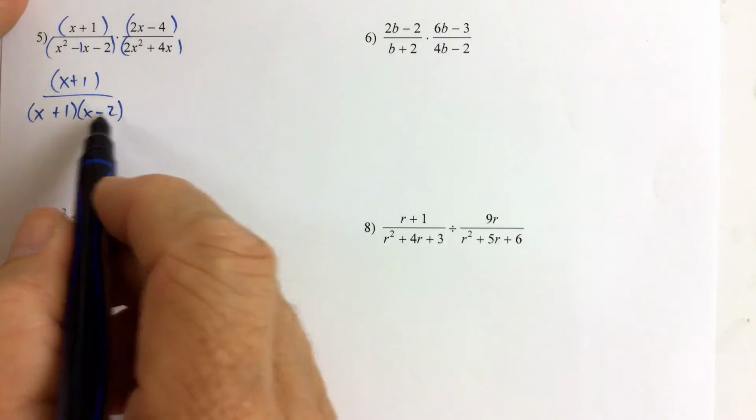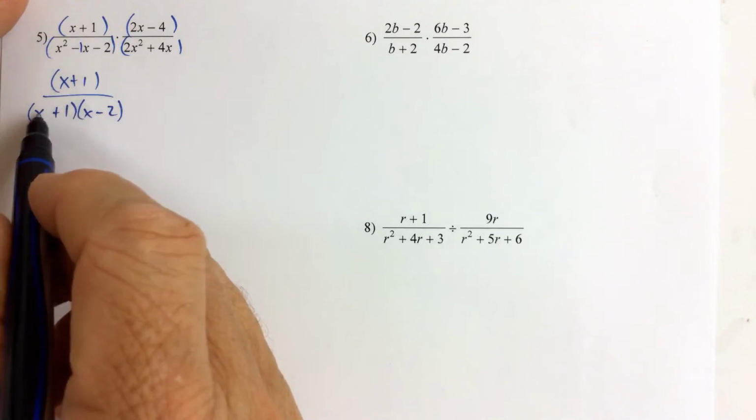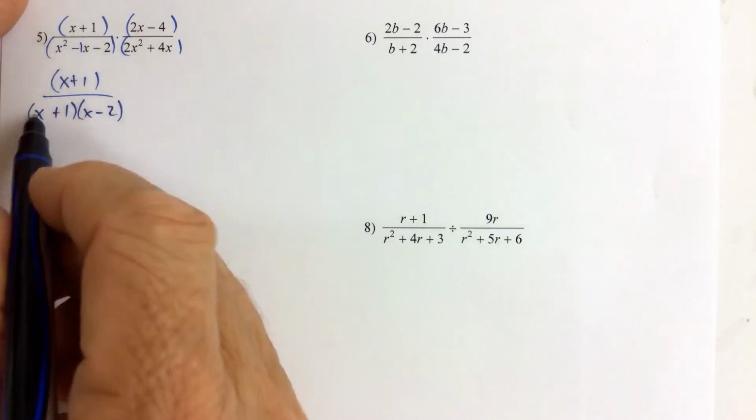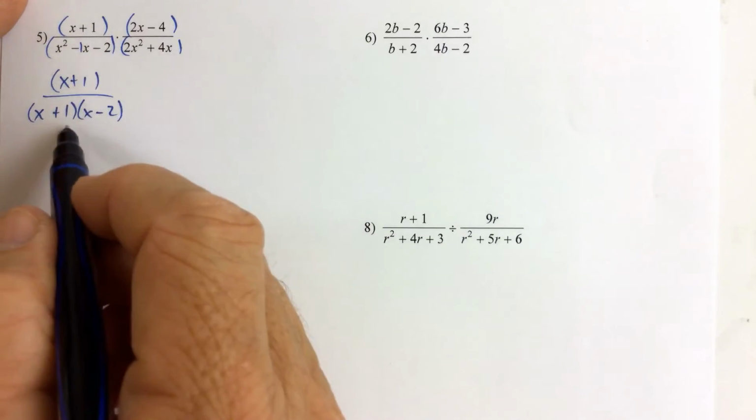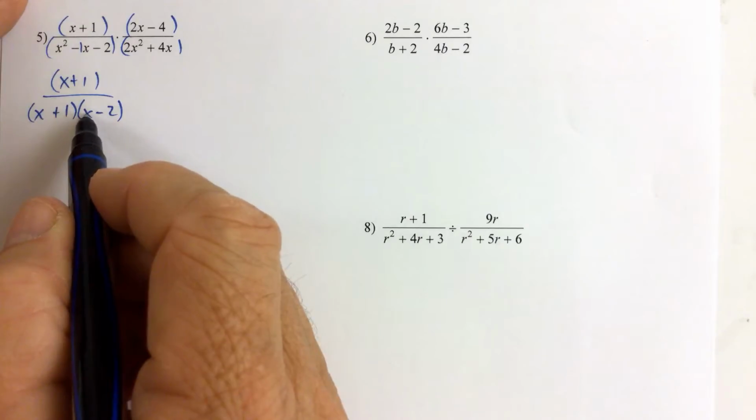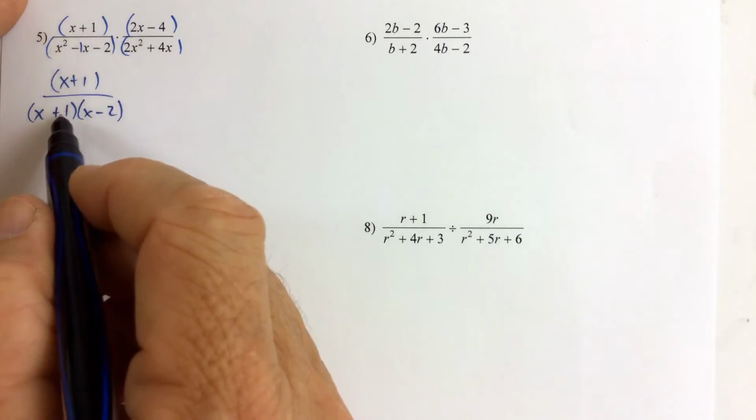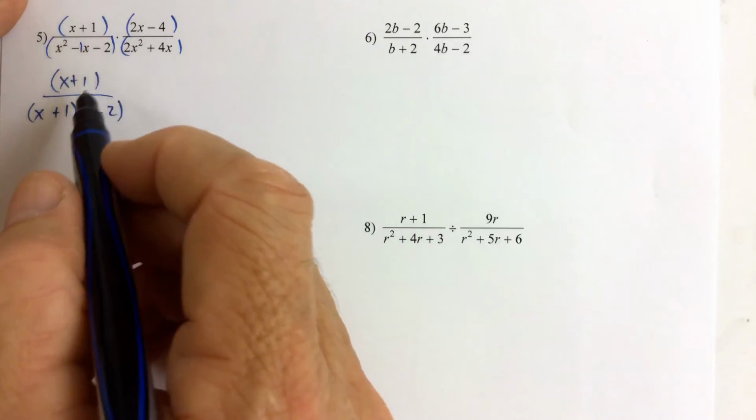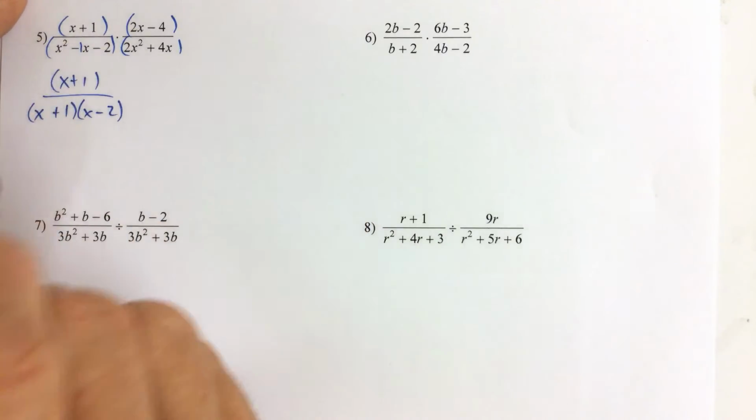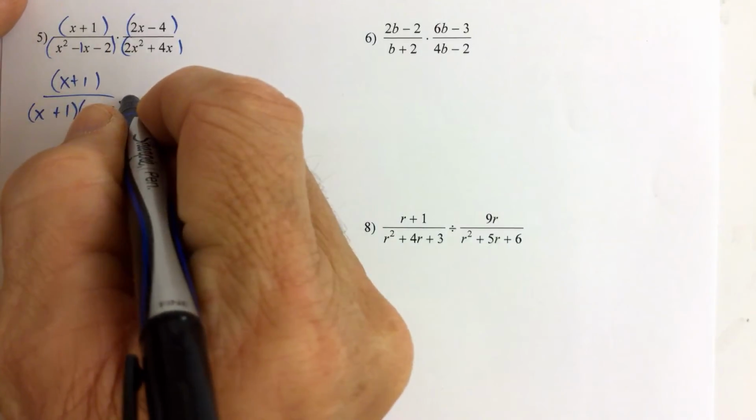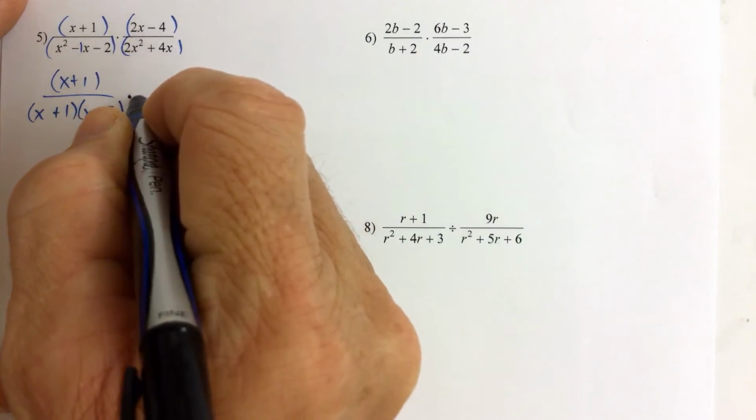Just foiling it out: x squared is x times x is x squared, x times negative 2 is negative 2x, and then a positive 1x gives me a negative 1x, and then positive 1 times negative 2 is negative 2. So I factored that polynomial correctly. This is going to be the most important thing you can do, is get to the factored part.